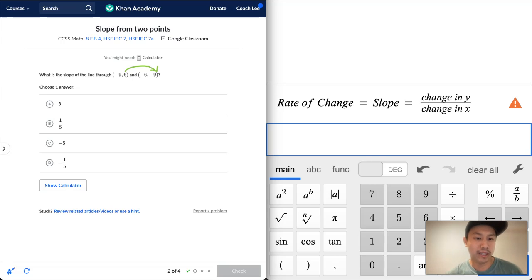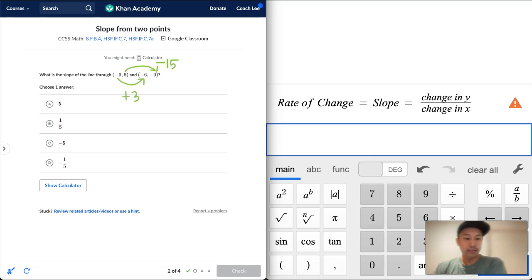So how do you get from a 6 to a negative 9? So you're starting at a positive 6. You're going all the way down to negative 9. You have to subtract 15, it looks like. Okay? So that's going to be a subtract 15 for your change in y. And then for your change in x, focusing on the x coordinates, negative 9 to a negative 6. That looks like we have to add 3. Okay?